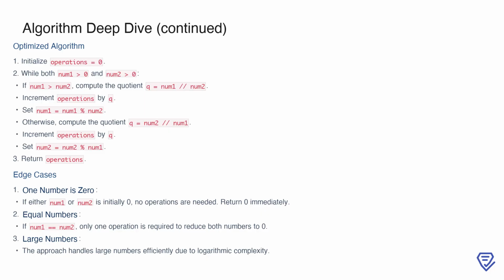This approach efficiently handles edge cases as well. For example, if one number is initially 0, no operations are needed, and the result is 0. If the two numbers are equal, only one operation is required to reduce both to 0. Even for large numbers, the logarithmic time complexity ensures that the algorithm performs well. This makes the solution robust and efficient across a wide range of inputs.